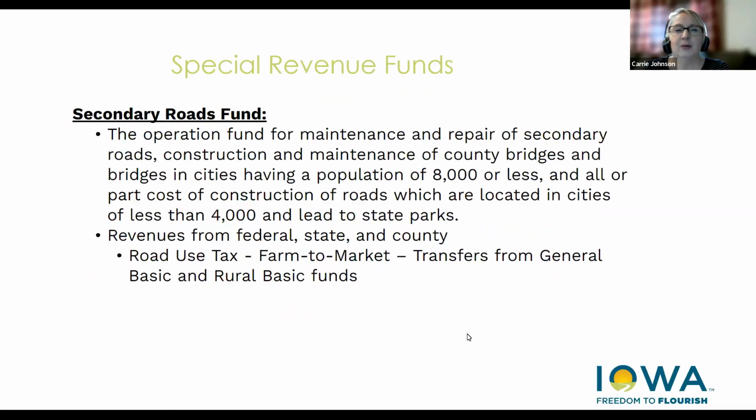Sorry, went backwards. Another special revenue fund, of course, is a secondary roads fund. This is the fund for the maintenance and repair of the secondary roads, county bridges, etc. The revenue that goes into that fund can come from federal, state, and within county transfers. Road use tax money from the state, farm to market funds go into that fund, and also transfers from the general basic and rural basic would go into the secondary roads fund for the set purpose of the maintenance of those secondary roads, bridges, etc.